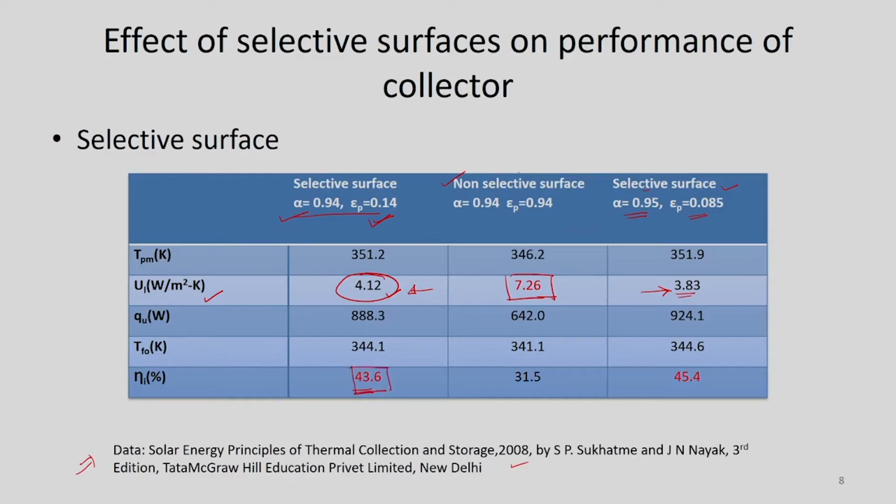And if we see the instantaneous efficiencies of all three cases, it is 43.6 for the first selective surface, which is far higher than the non-selective surface. Also, if we improve the absorptivity, we can have higher instantaneous efficiencies. So what we can conclude is that by utilizing this selective surface, we can significantly improve the instantaneous efficiency of the collector, and also we can see how these losses can be reduced by applying selective surfaces over the flat plate collector.